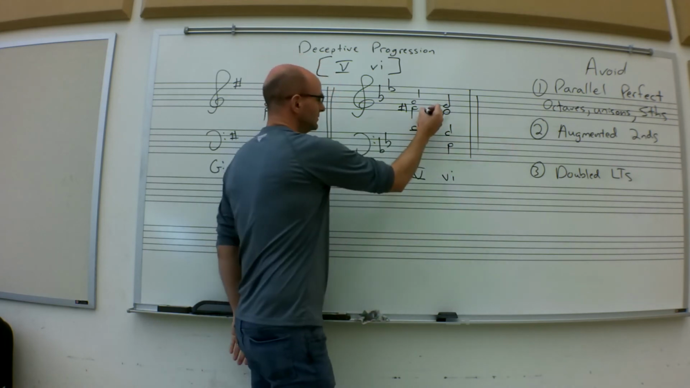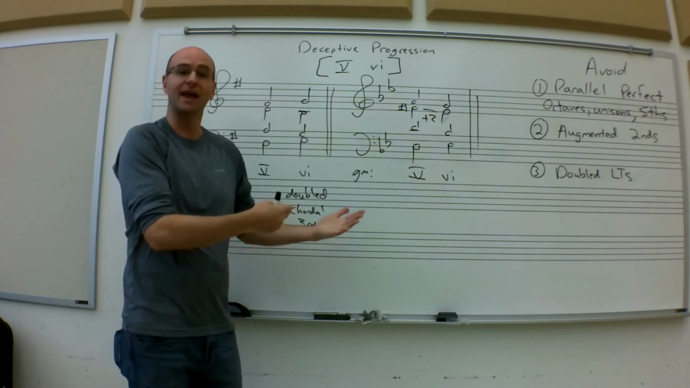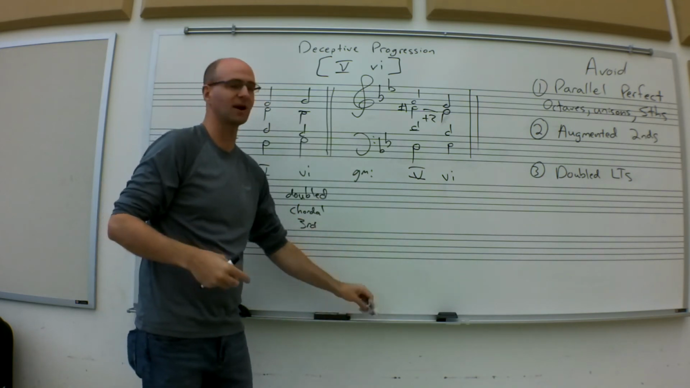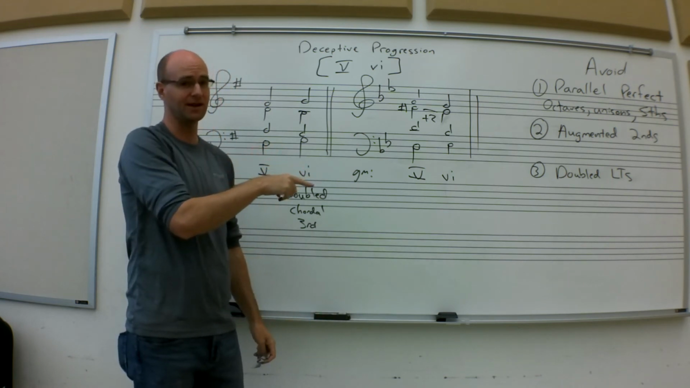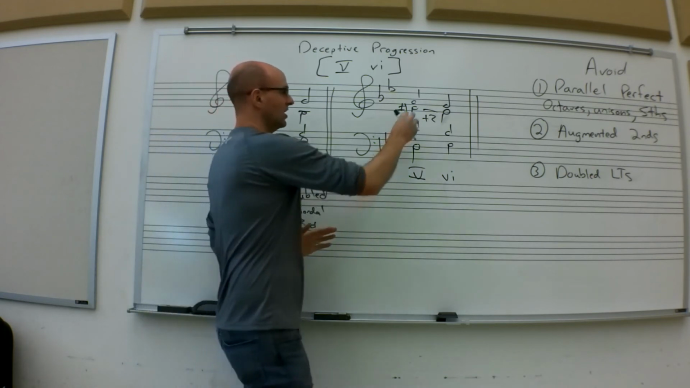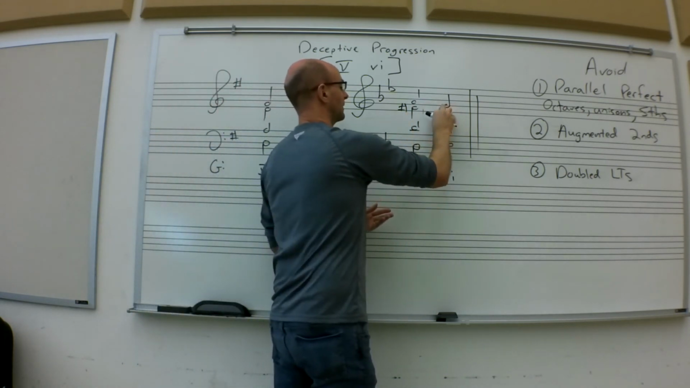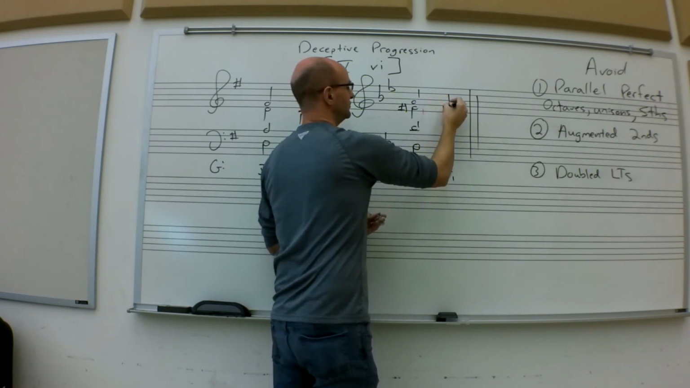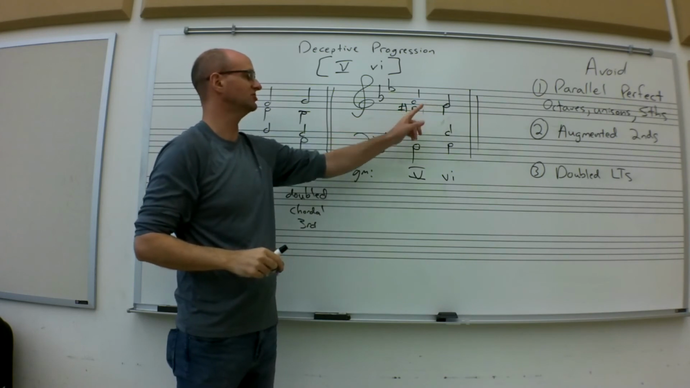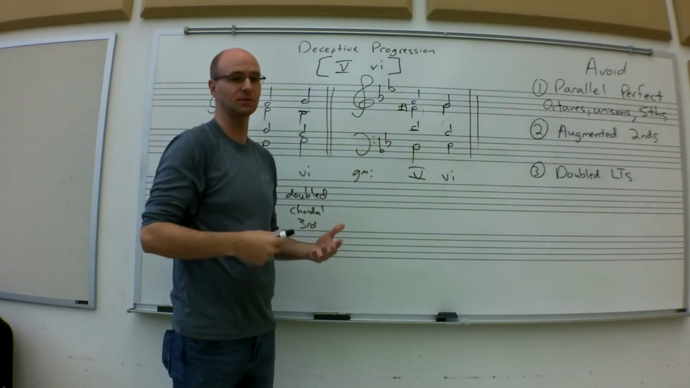Oh, no. Yeah, so there's another potential error that can happen if you're not aware of how to handle this deceptive progression. Again, you can avoid this augmented second if you just remember to resolve that leading tone up by step, and then move the remaining two voices in contrary motion to the bass, the A moving down to G, the D moving down to B flat. That will give you the doubled chordal third.